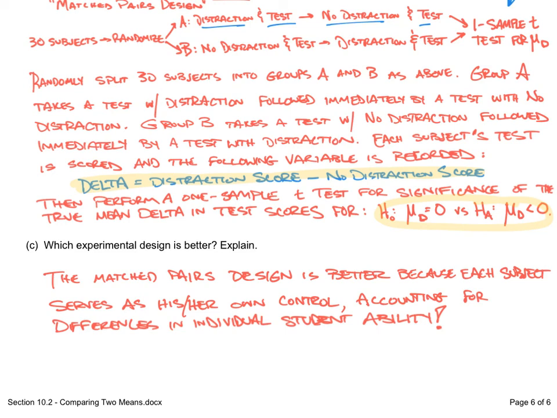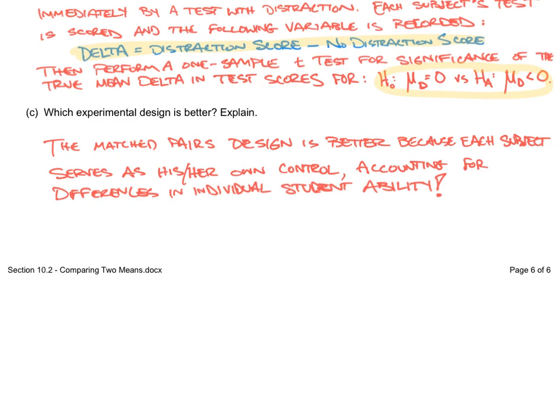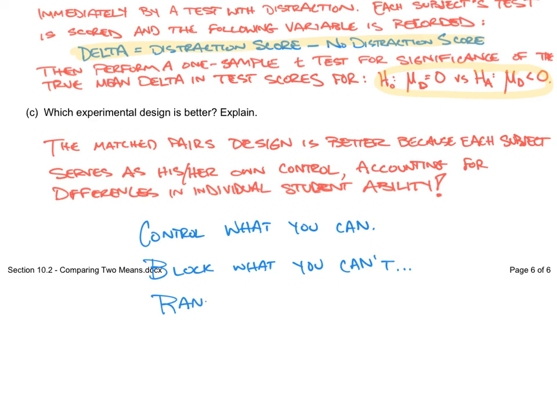Okay, last thing I want to remind you here is a little principle of experimental design. And this is something we talked about way back in chapter 4. Remember, control what you can, block what you can't, and randomize the rest. Congrats, you made it through section 10.2.